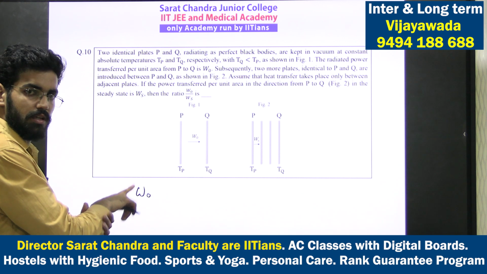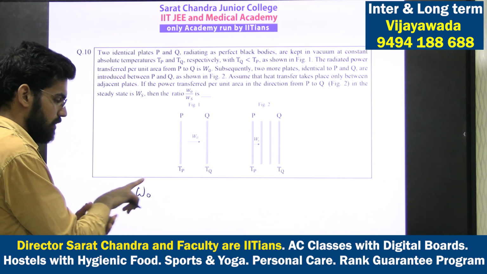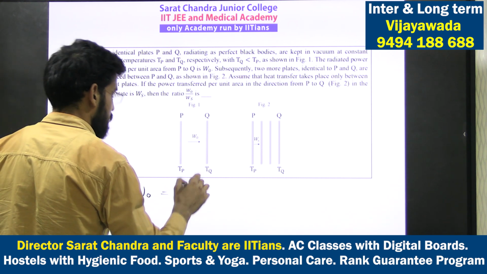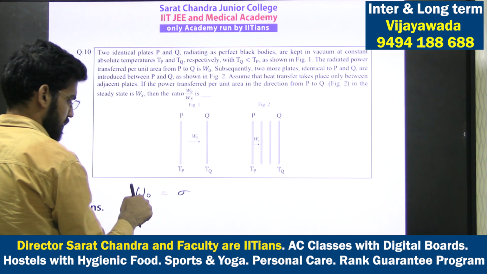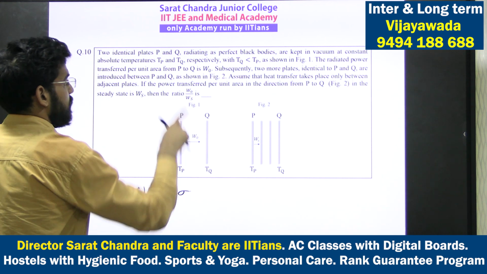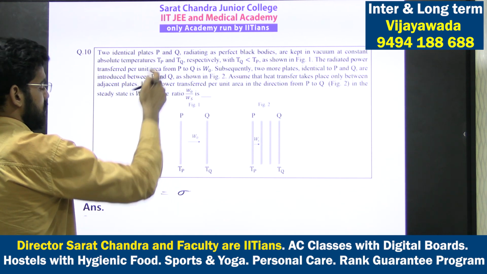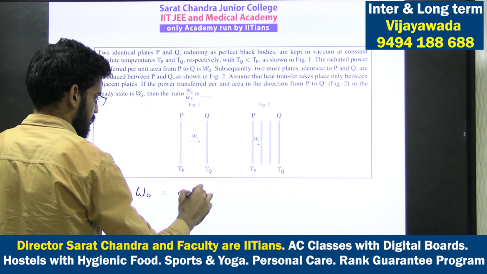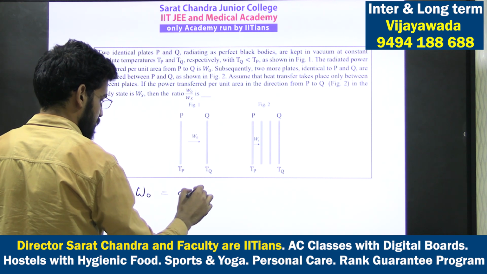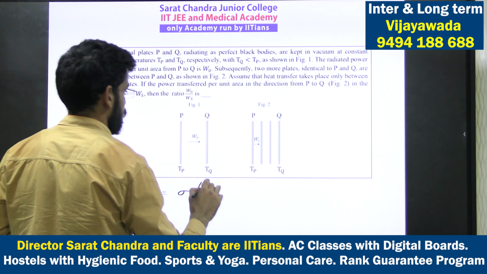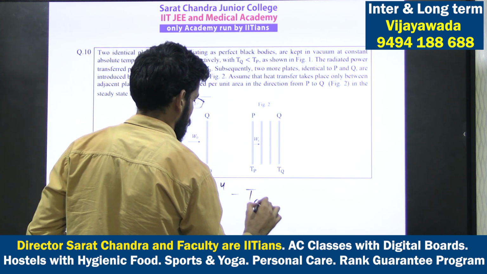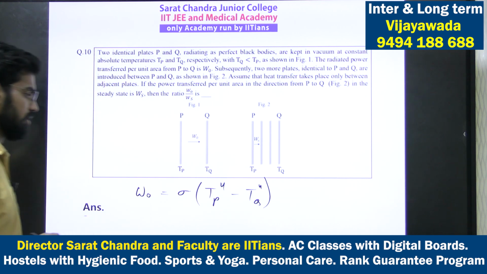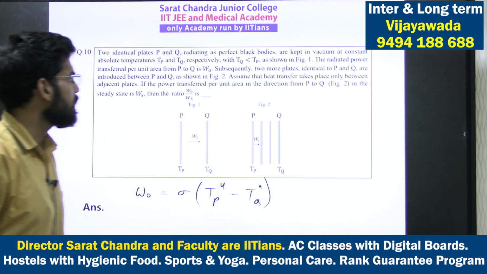So generally we write dq by dt equals radiated power, which is E is 1 because it is a black body, sigma A came this side, then only it became W0. Per unit area he is writing here. So W0 equals E sigma A T raised to power 4, so Tp raised to power 4 minus Tq raised to power 4. This is your W0. Next, what?